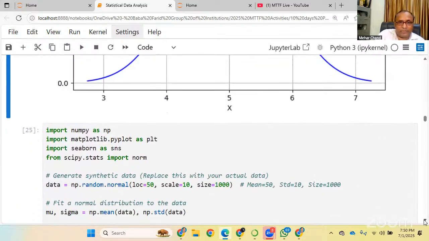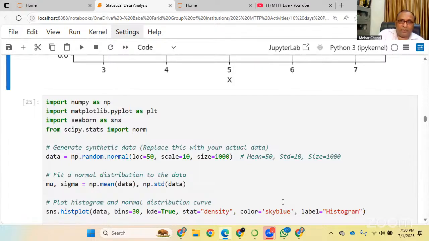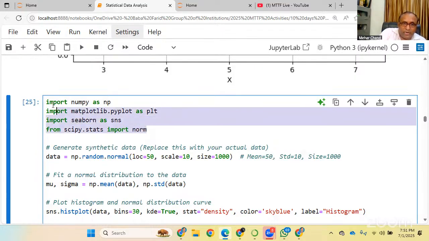Then you can see, in this example, we are using Seaborn as sns. We can use the Seaborn library, and this is useful when the data set is very large. In that case, we always use Seaborn. This library has some more advanced features as compared to Matplotlib. So these are the libraries which we are using for the data set which we generate randomly.